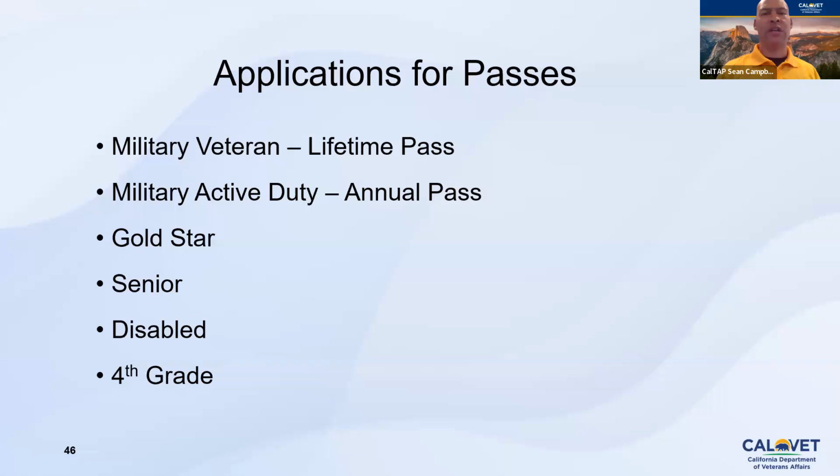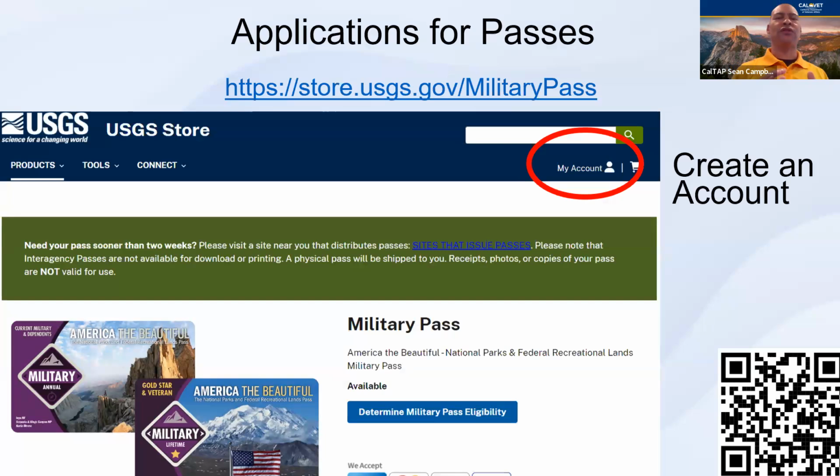for access. And then the applications for the process, because it is a national parks pass, it's going to be different. So military veteran, military active duty, Gold Star, Senior, Disabled, and then they have a fourth grade one as well on the national side. So you just want to figure out which of those applications you want to start with. The website for it is under usgs.gov. And so again, at the end of the presentation, all those links will be up there.